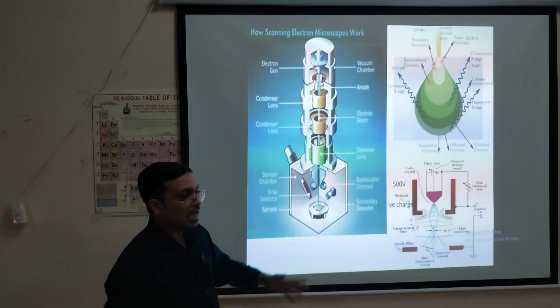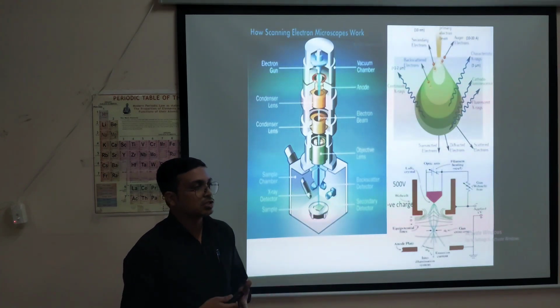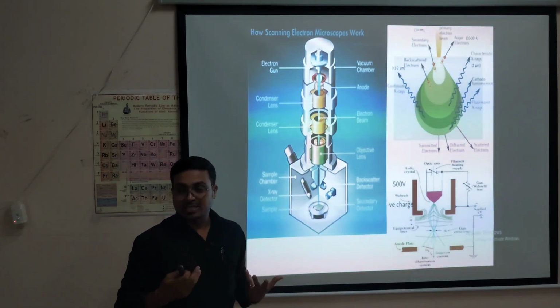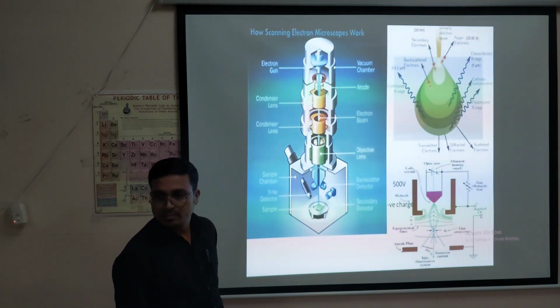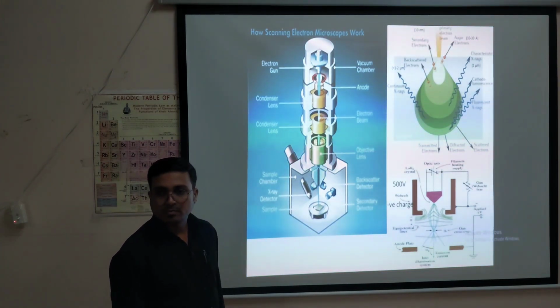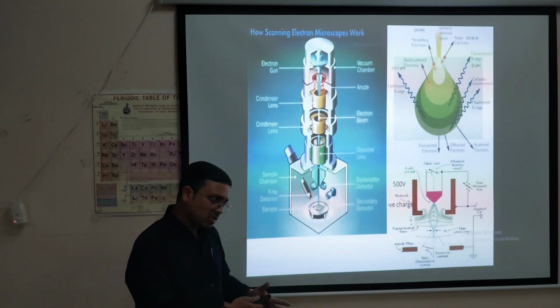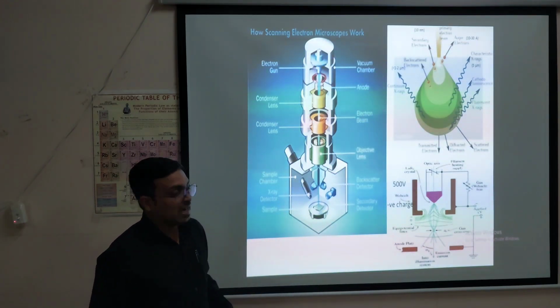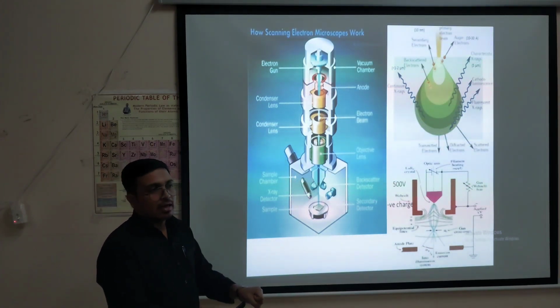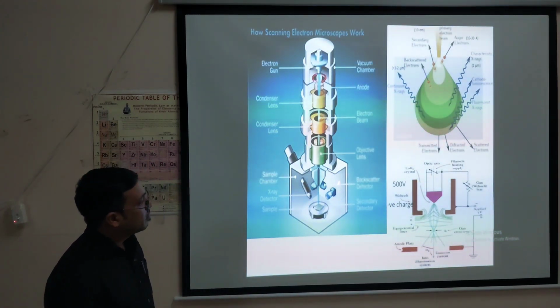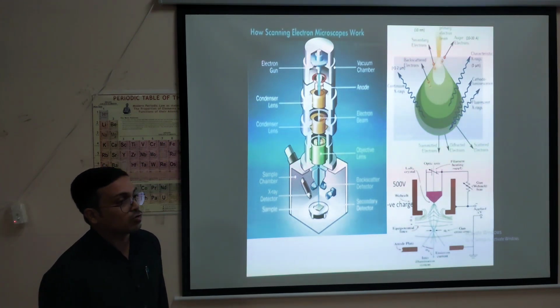So these are the different types of rays or energy coming out of the sample after the interaction of your electron with the sample. These characteristic X-rays will come simultaneously, or all these will come at a time, and there are different detectors to capture those things, and the SEM image comes from the capture of these secondary electrons.